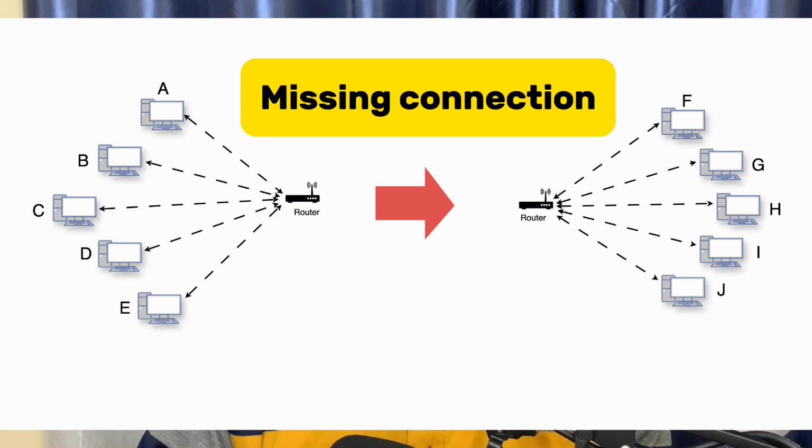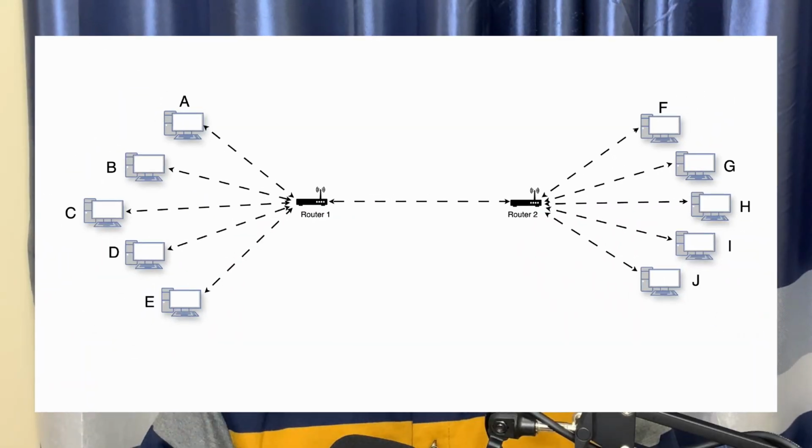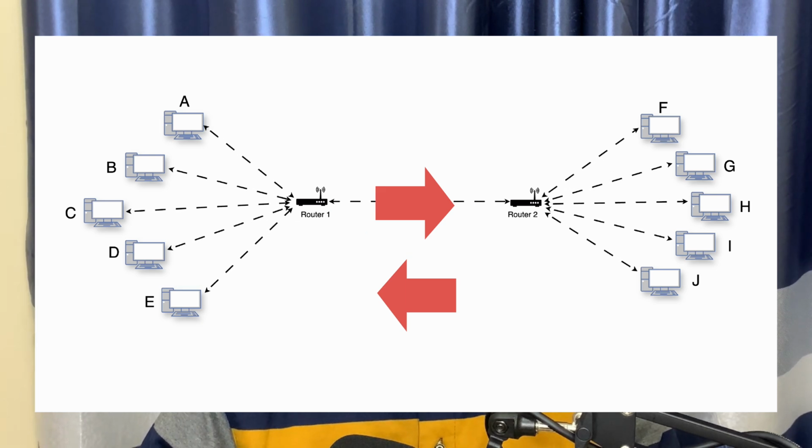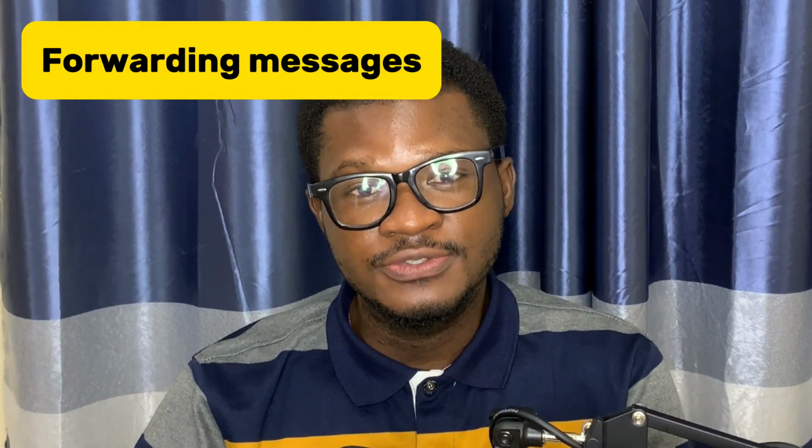Now you have 2 separate groups that communicate internally but not across the group. To be able to communicate across the group, we will need an additional Ethernet cable to connect the routers of both groups. To send messages across the group, one router will forward them to the other router. The role of the routers essentially is to forward messages to their destination or intended computers.